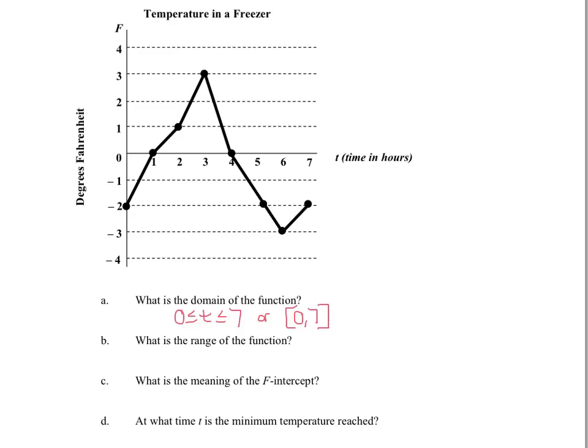Part B asks what the range is. So the range goes from our lowest y value to our highest, so from negative 3 to 3. So we have negative 3 is less than or equal to f, which is less than or equal to 3. And notice I'm getting these from T, time in hours, and F for my degrees in Fahrenheit. We can also write it as negative 3, 3 with closed brackets again.